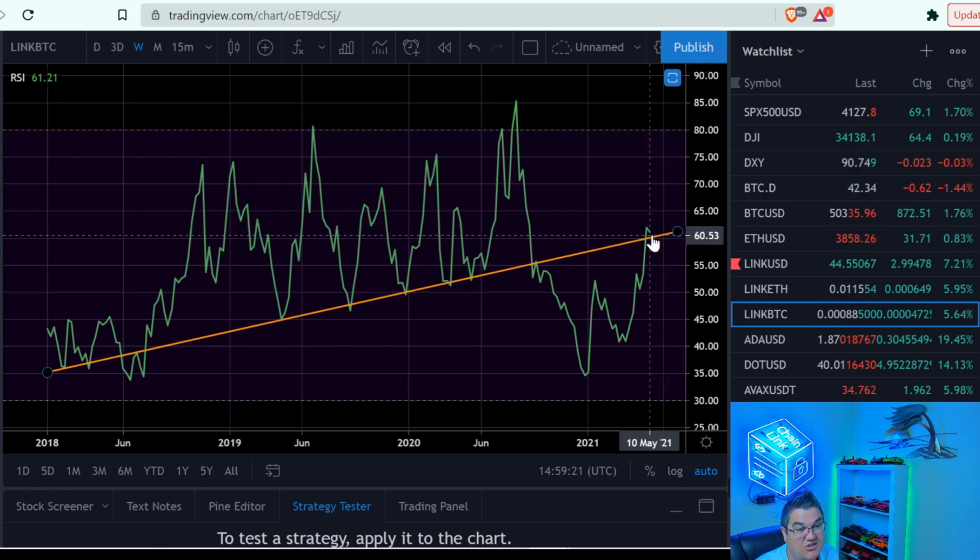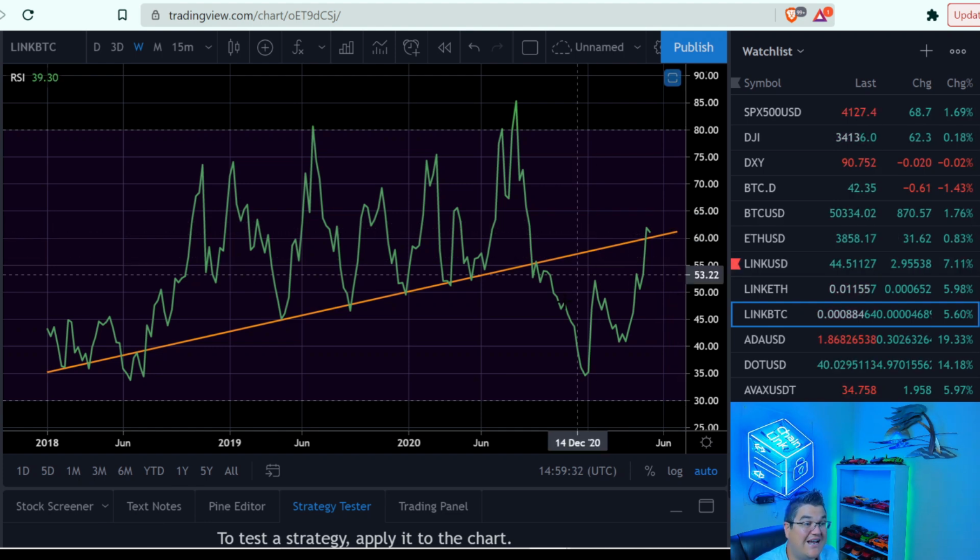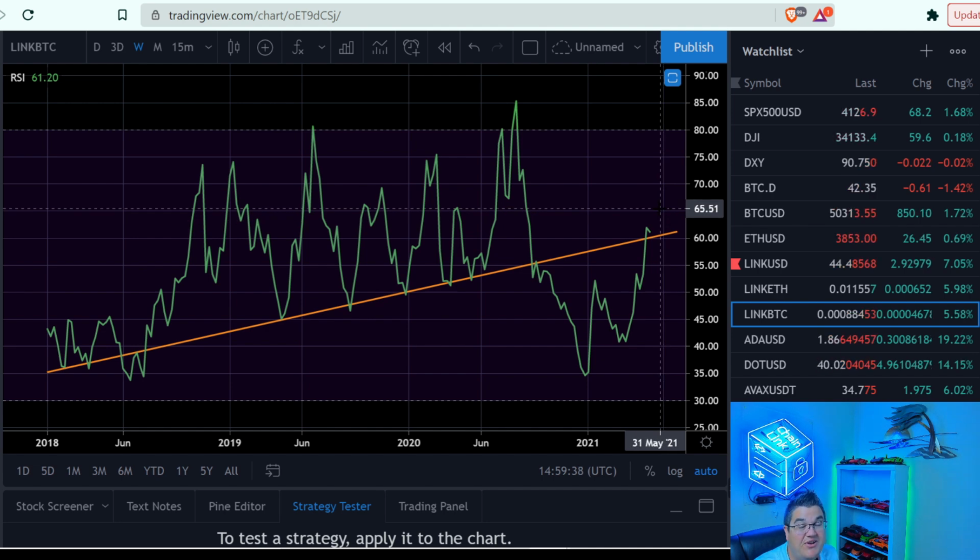We'd like to see this close about 60 on the RSI for the weekly Link Bitcoin RSI. If it does that, and then you see us next week start moving up, great sign. Great sign. Look at the W. Patterns play out in any chart. You can use RSI, stochastic, whatever you want.